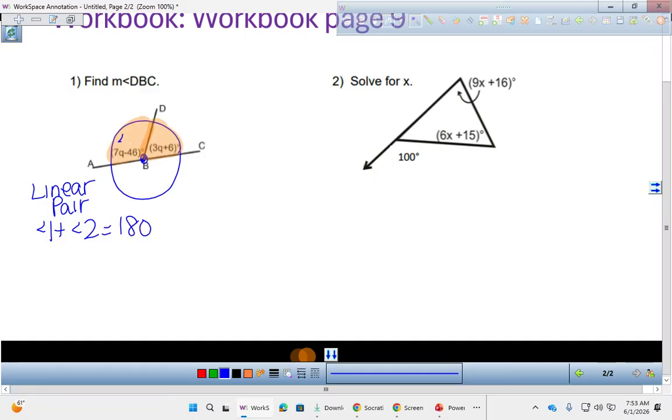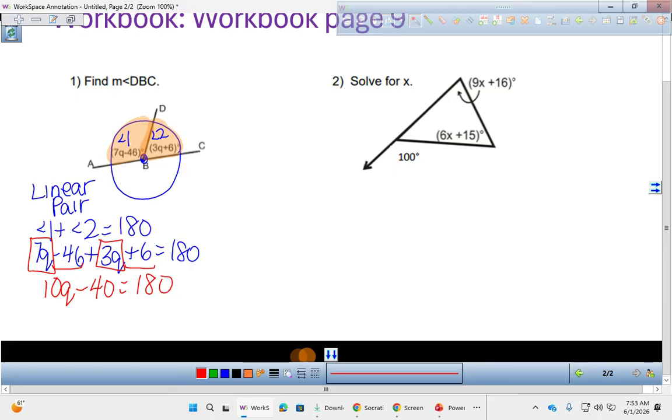So if we call this angle 1 and this angle 2, what I can do is replace angle 1 with the expression 7q minus 46, plus I can replace angle 2 with 3q plus 6, and set that equal to 180. From here, I take the two expressions, add them together, and set them equal to 180. I'm going to combine my like terms. 7q plus 3q, well 7 plus 3 is 10, so that's 10q. And negative 46 plus 6 is negative 40. So I'm combining like terms there.